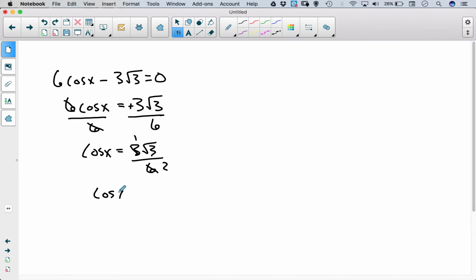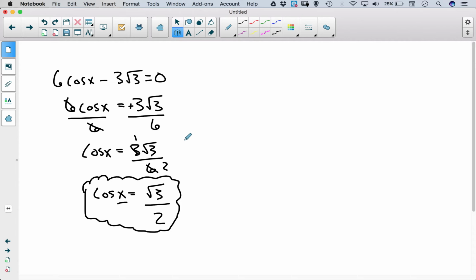So we have cos x is equal to root 3. That 1 is still there, but it's imaginary now. We don't need to write it. Root 3 over 2. So this is something we're a little bit more familiar with, and we can totally find the answer for x here. So we'll go through that process again.